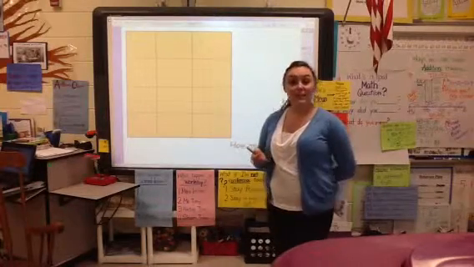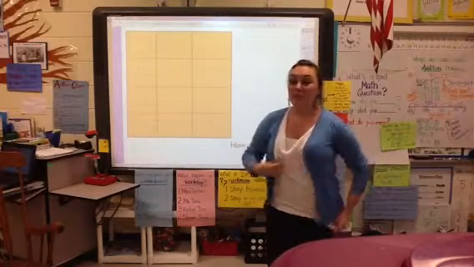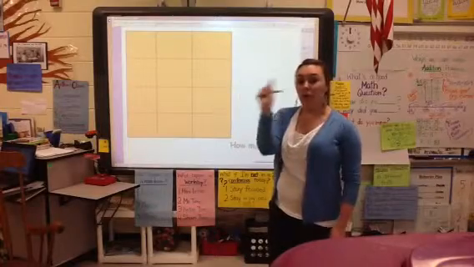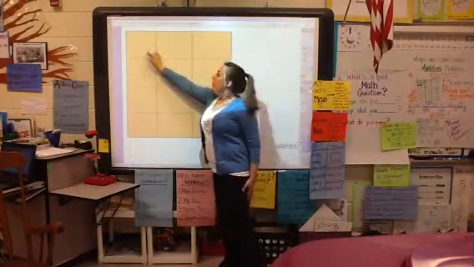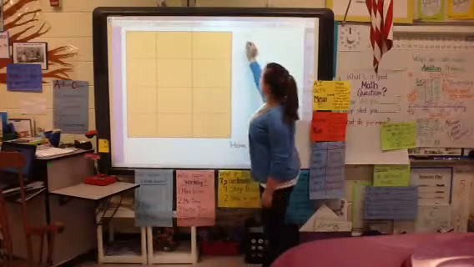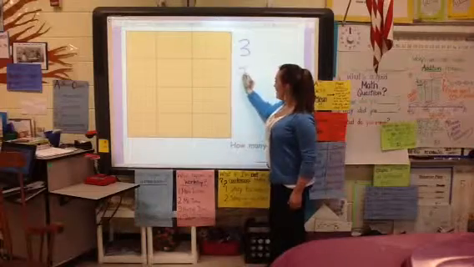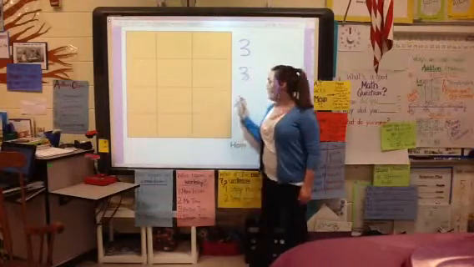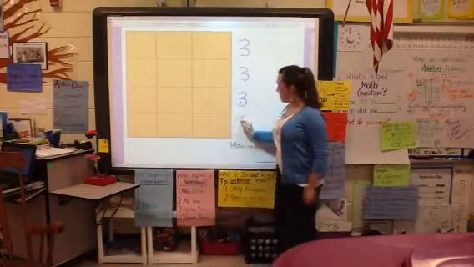Wow. Okay, let's add this up together. So I'm thinking that Marcelo probably wants me to add the rows first. So Marcelo, we're going to add the rows across first. So how many rooms are in each row? 1, 2, 3. And Layla, how many in this row? 3, right? Jason, how many are in this row? 3. And Imani? 3. There are 3 in each row.